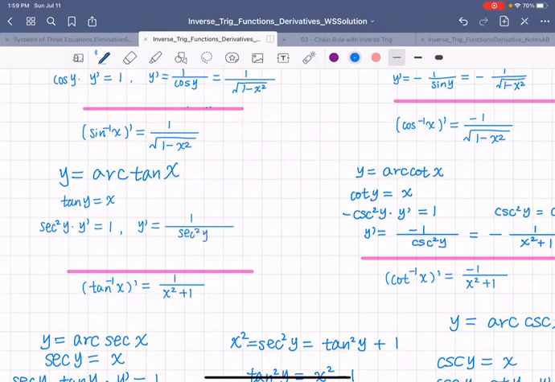Now we are going to use the trigonometry identities. Secant squared y equals tangent squared y plus 1, right? This is the trigonometry identity. So who is this? This is x squared, right? X squared plus 1. So that gives me 1 divided by x squared plus 1.